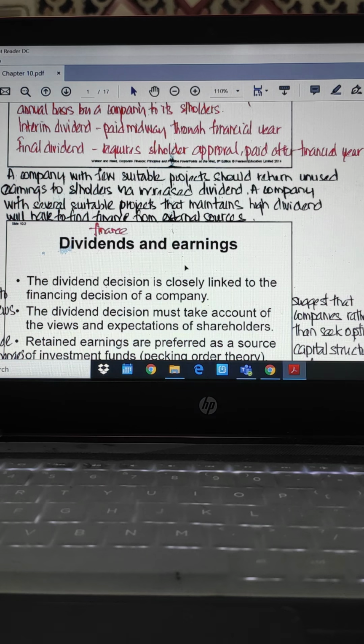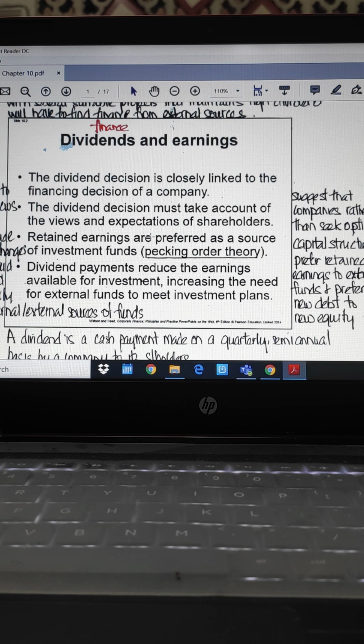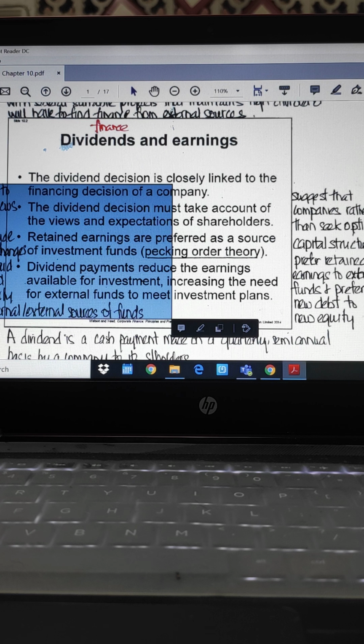Moving on, the dividend decision is closely linked with the financing decision of the company. The dividend decision must take into account the views and expectations of shareholders. For instance, take my note here. Managers need to take into account views and expectations of shareholders. Attitude of shareholders to changes in the level of dividend paid must be balanced against availability and costs of internal and external sources of finance. When I talk about the costs of internal and external sources of finance, internal sources of finance would mean retained earnings. External sources of finance would mean selling shares and selling bonds, along with bank borrowings.